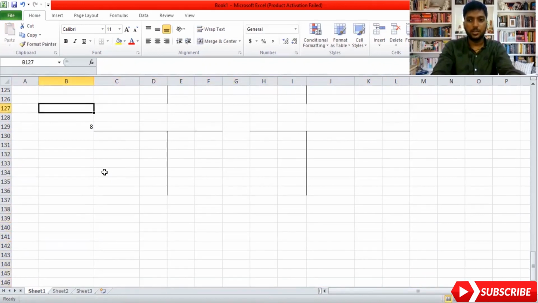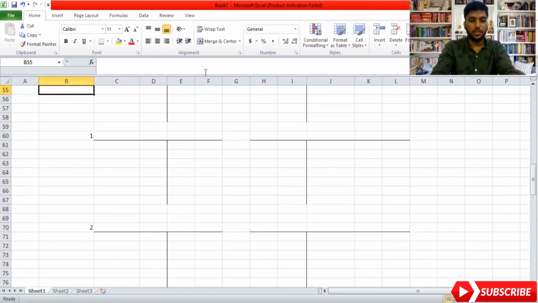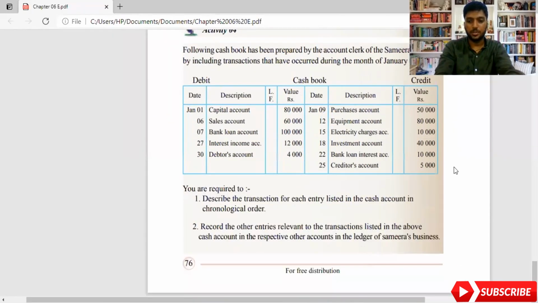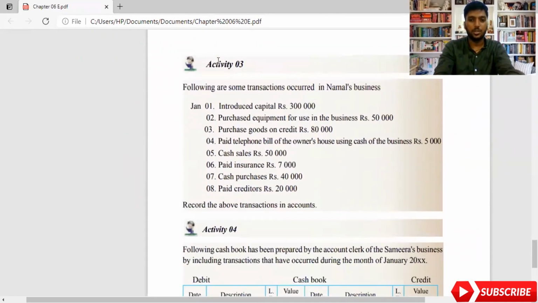I'm going to do this, guys. So let's start the sum. We'll do it one by one. So let me start with the first one. Take your textbook and turn to page number 76. So, introduce capital, rupees 300,000. So when you introduce capital, what would happen to the business?